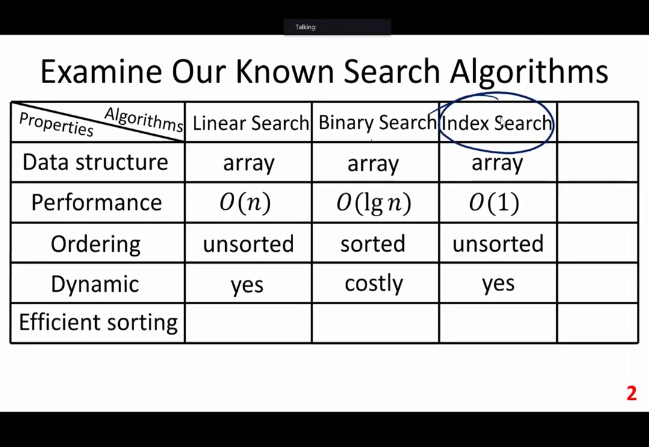Efficient sorting, because at a certain point people may like to sort the data. Linear search has no efficient sorting. The binary search is ordered, so there is efficient sorting. For the other cases, in order to do the sorting, that operation is very expensive.